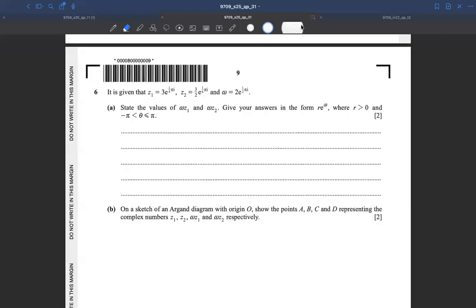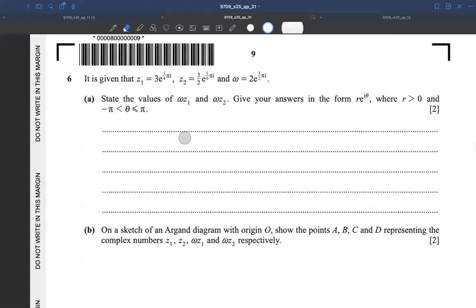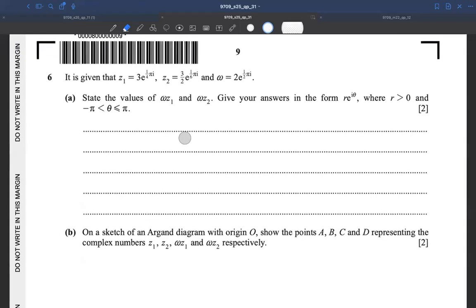In question number 6, it is given that z1 is 3 e power iπ/4, z2 is 3/2 e power iπ/6, and omega is 2 e power iπ/2. We have to state the values of ωz1 and ωz2, giving our answer in the form r e^(iθ). Now, what we are supposed to know is that when we multiply two complex numbers, the modulus multiplies directly. So when we multiply omega by z1, this will multiply 3 times 2.